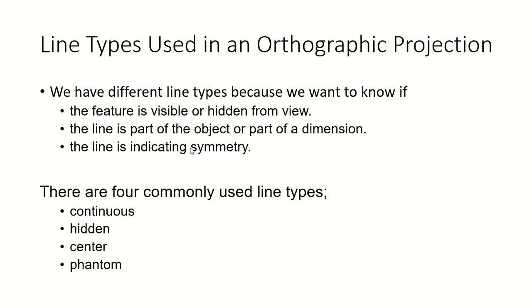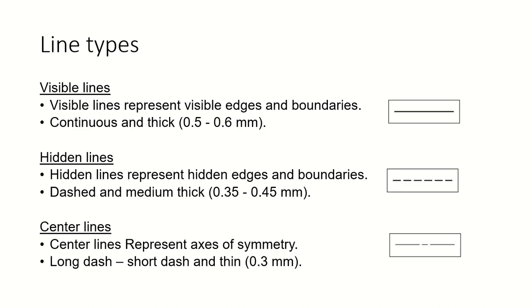Okay, so now let's get into the four line types. So here are the names. We call it continuous, hidden, center, and phantom. So let's see what they are. The visible line looks like this, and it's just a straight, continuous line, and we use it to represent visible edges, boundaries, meaning you can see them.